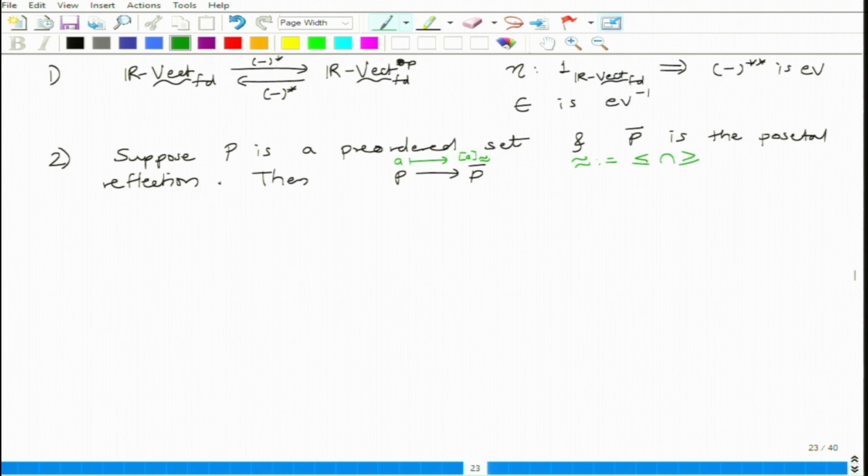Okay. Now, do we have a map in the opposite direction, from P bar to P? The elements of P bar are equivalence classes. What will you map them to in the backward direction? We can choose a representative. Exactly. We have to choose.